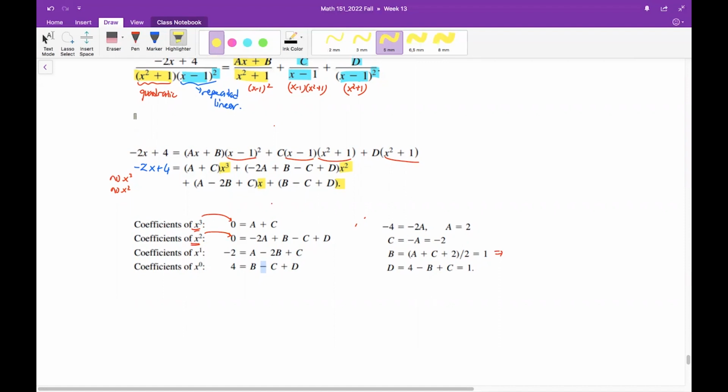And the rest, -2, is the coefficient of x on the left. That's why this coefficient should be -2. And +4 is the constant term, which means that this constant term on the right should be +4. Okay, like this. -2 should be this part, and +4 should be the constant term on the right. And after solving this system, you can obtain the unknown coefficients.